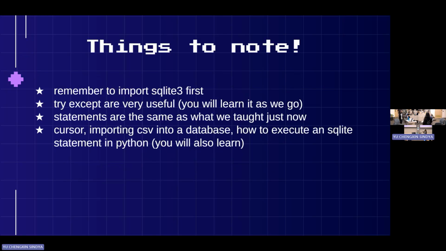Here are some things to note before we start. You have to remember to import SQLite 3. Try except are very useful. You'll learn it as we go. Statements are the same as what we taught just now, like insert, update, all that. And I'll also be teaching you cursor, importing a database, importing a CSV into the database, and how to execute an SQL statement in Python. You will have a lot of fun, trust me.